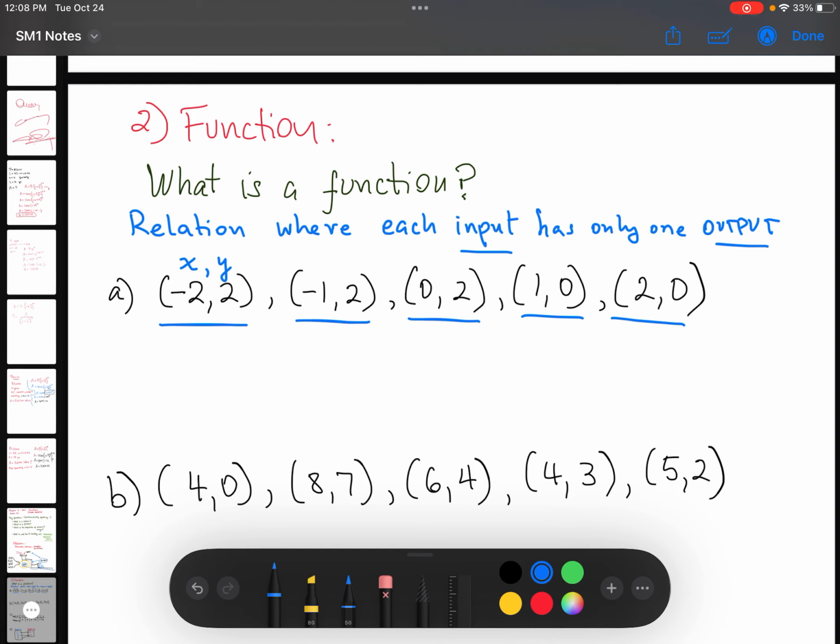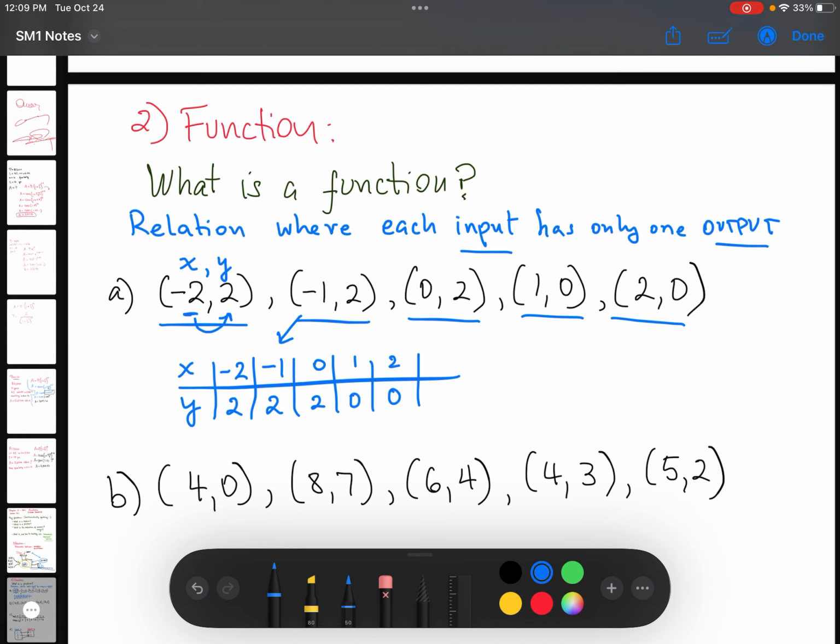In this case, I see that if you entered this number -2 in the function machine, then you would get 2 as the output and so on. So you could actually convert this into a table like this, where the x inputs are located in the top row. You see -2, the output is 2. For -1, the output is 2. For 0, the output is 2. For 1, the output is 0. And for 2, the output is 0.